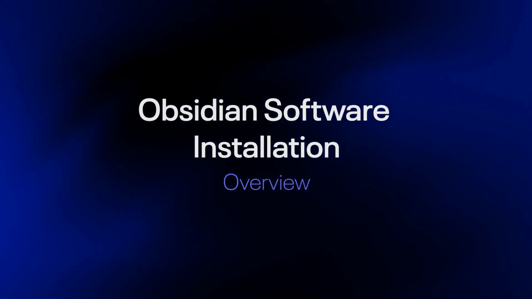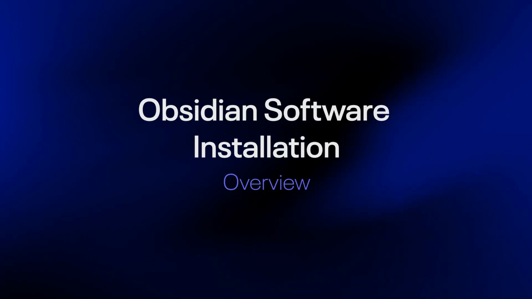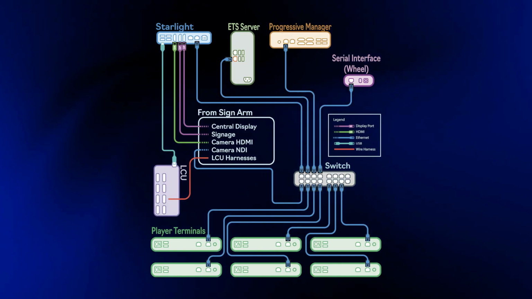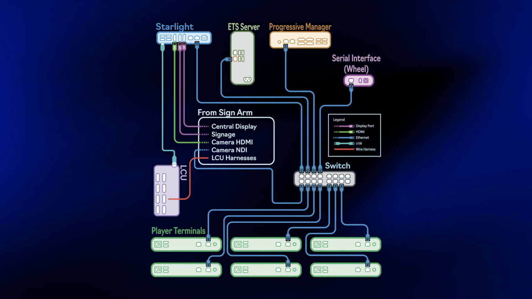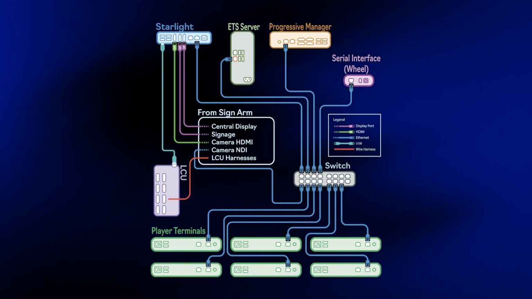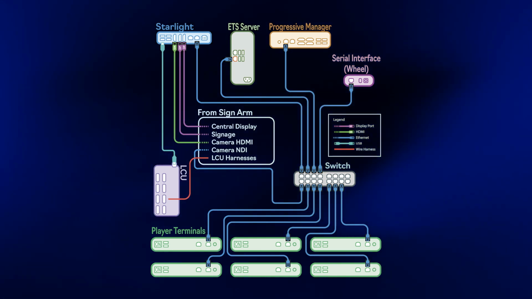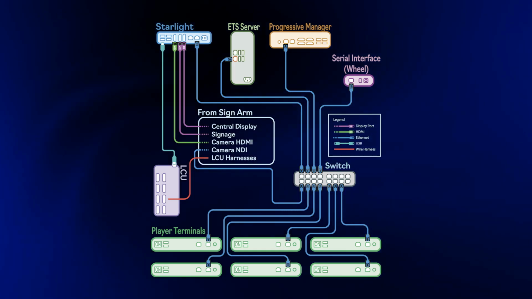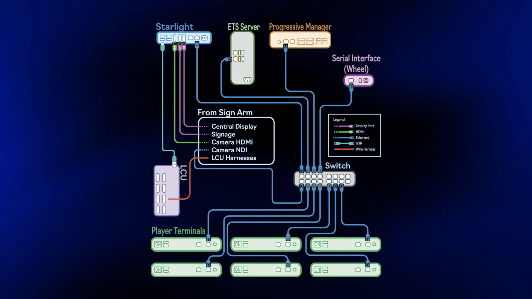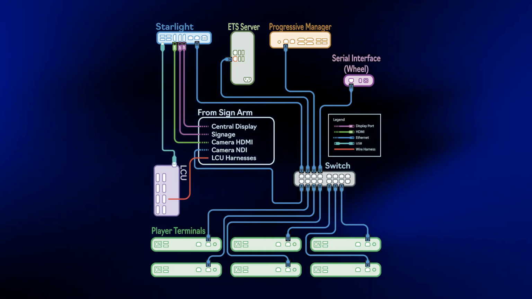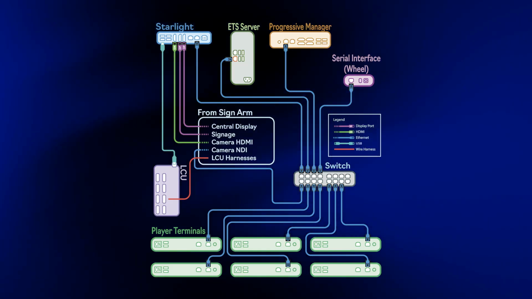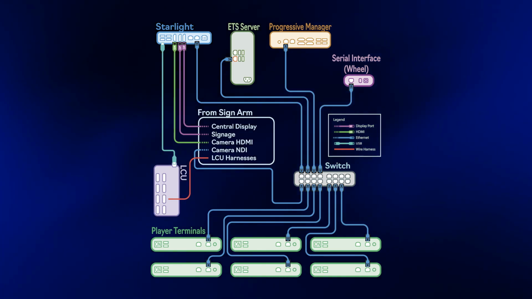The Obsidian Auto Roulette POD consists of a variety of configurable components to run and manage the games, including the associated signage and displays. These components include a Starlight controller, which runs content for the signage and central displays, an ETS server for running and configuring the auto roulette games, a progressive server for providing a progressive value to games such as Power X, a camera to provide visuals for the player terminal and central display, and a serial to Ethernet adapter to allow wheel communication over Ethernet.